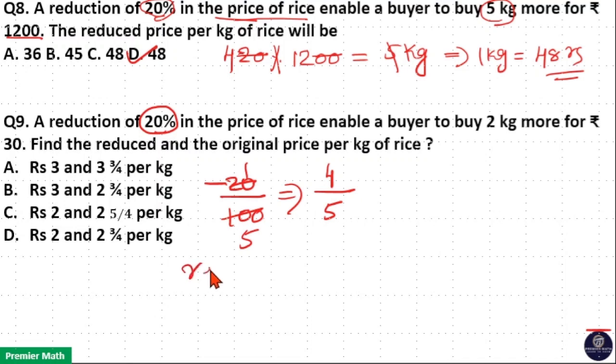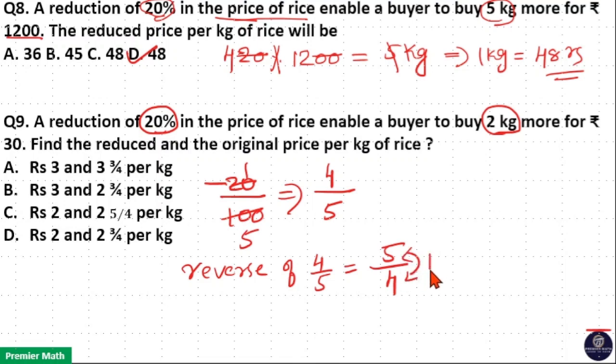So take the reverse of price ratio, which is equal to 5 by 4. Now this is the quantity ratio. That is, here 2 kg is the difference in quantity. That is 5 part minus 4 part is equal to 1 part. This 1 part is equal to 2 kg given in the question. That is 2 kg is the extra quantity here. Now if 1 part is 2 kg, 5 part is equal to 5 into 2, 10 kg. And 4 part is equal to 4 into 2, 8 kg.